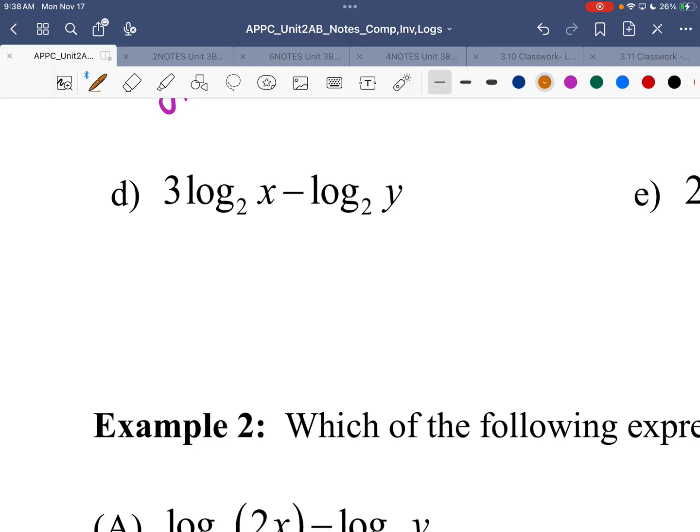So we have to make the 3 be the exponent for the x. So you have to do this first. You can't condense logs if there's a number in front of the log.